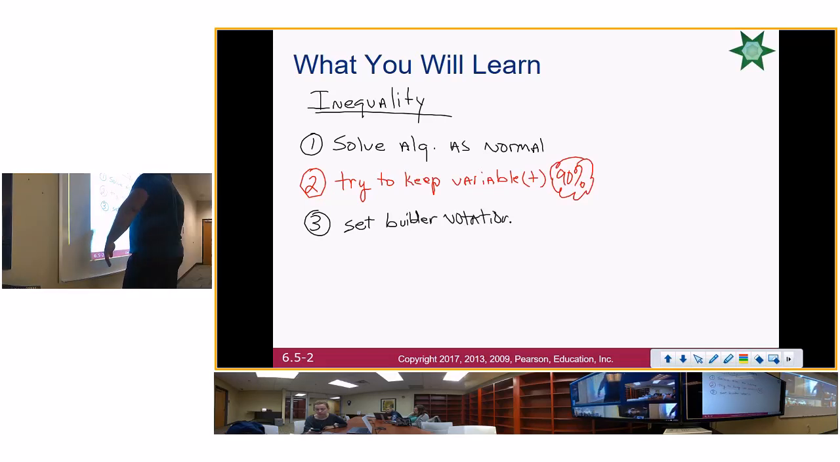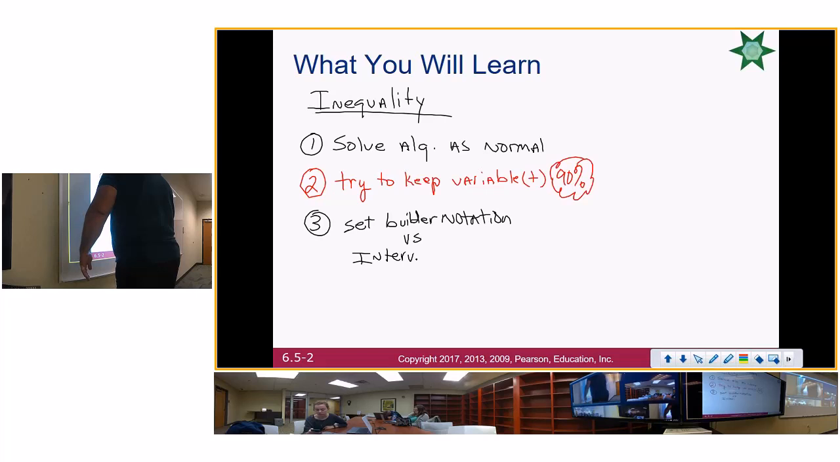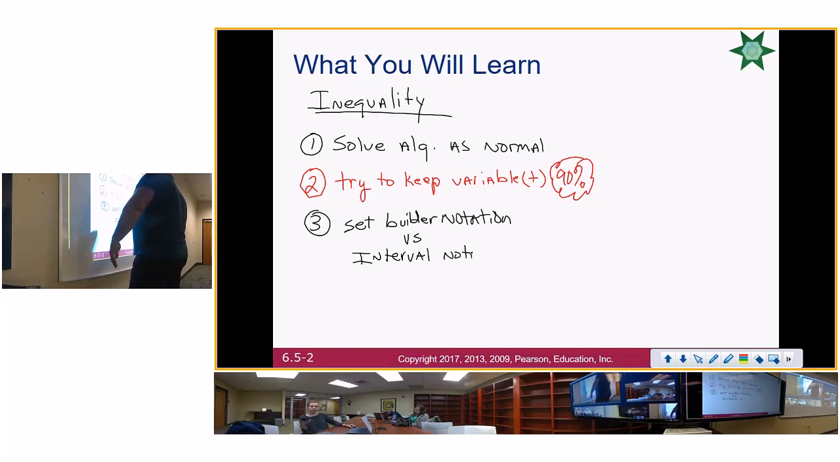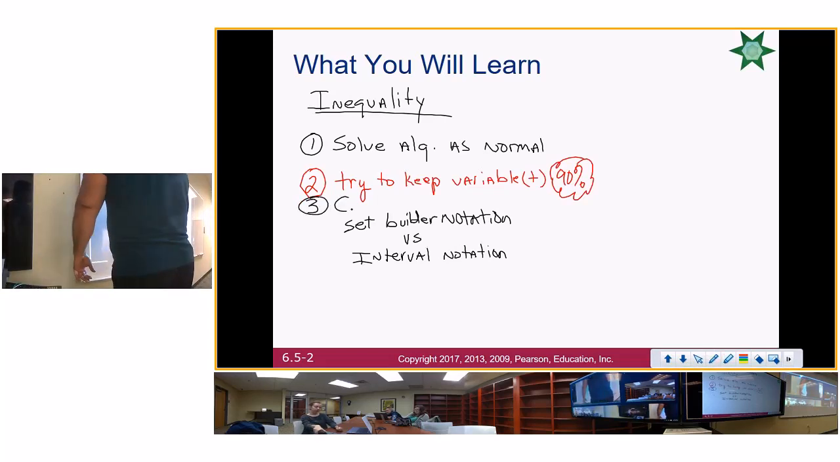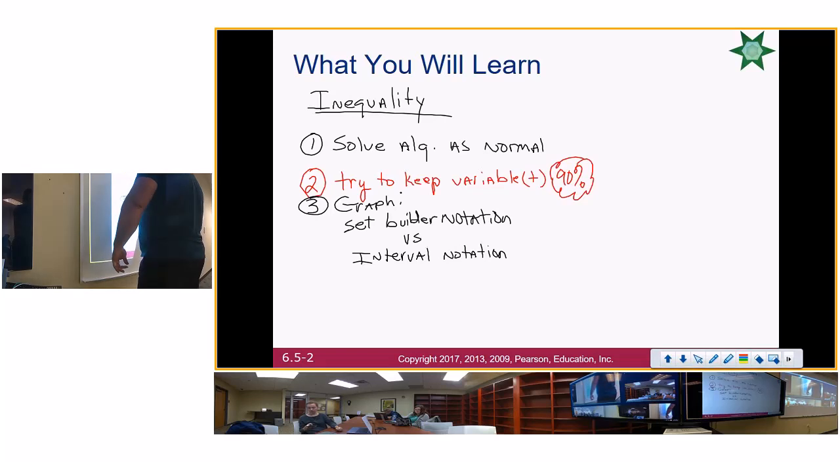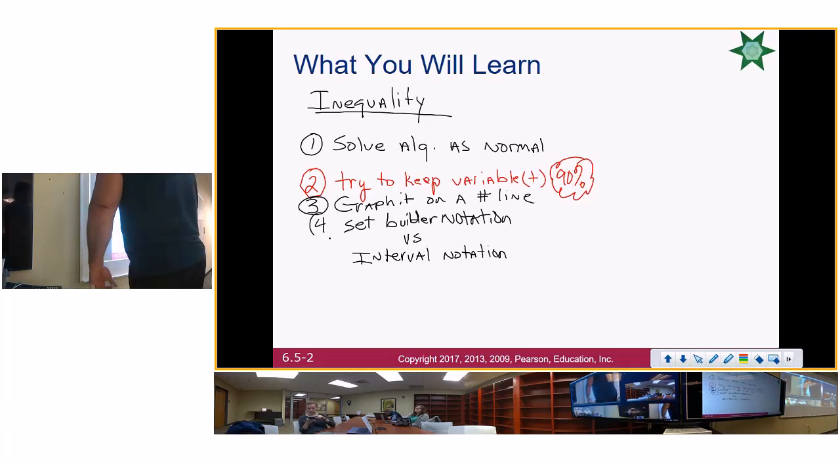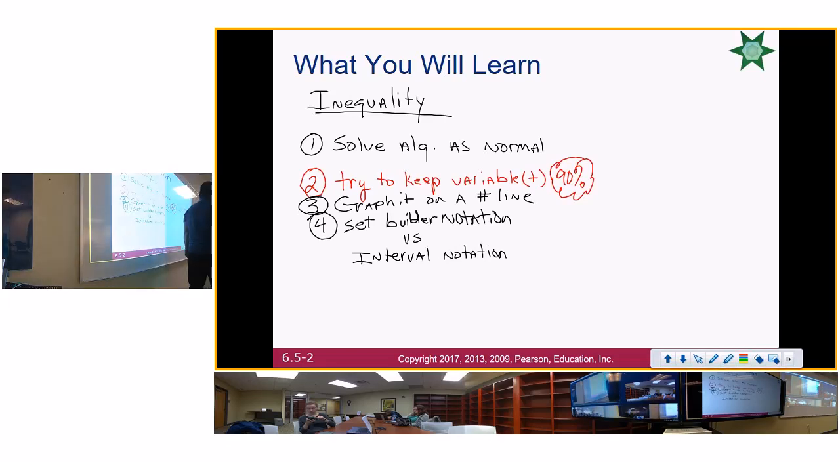Versus interval notation. Oh, well, hold on a second. I need to put number 3 in the middle of that. I skipped one. That's number 4. Number 3 is graph it on a number line. And then number 4, write in set builder notation or interval notation.